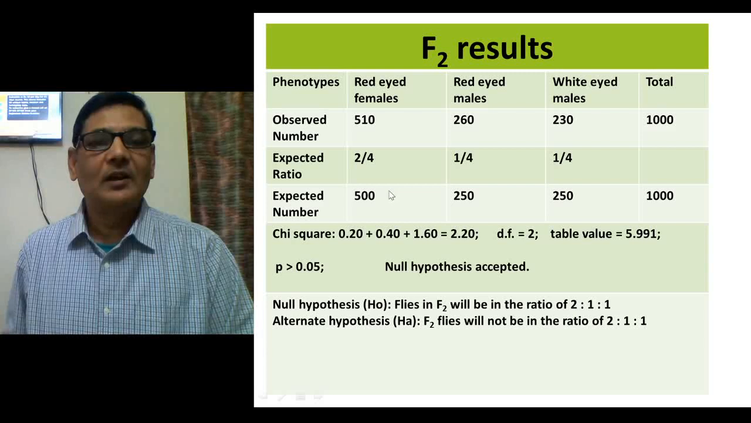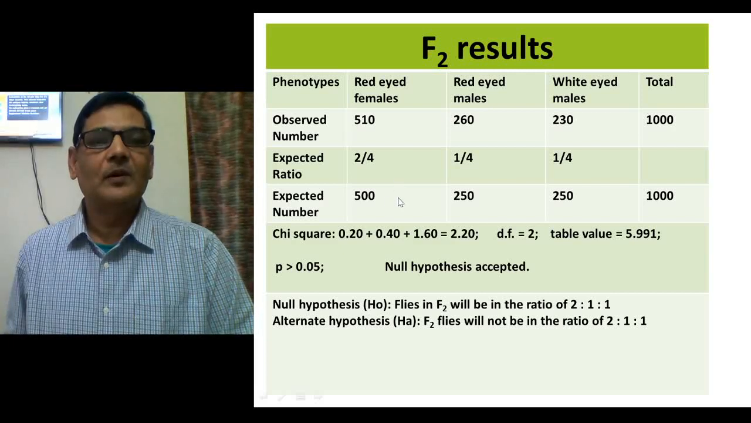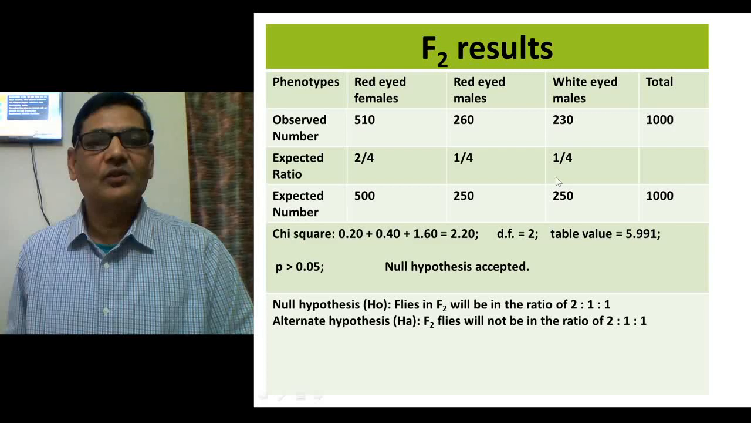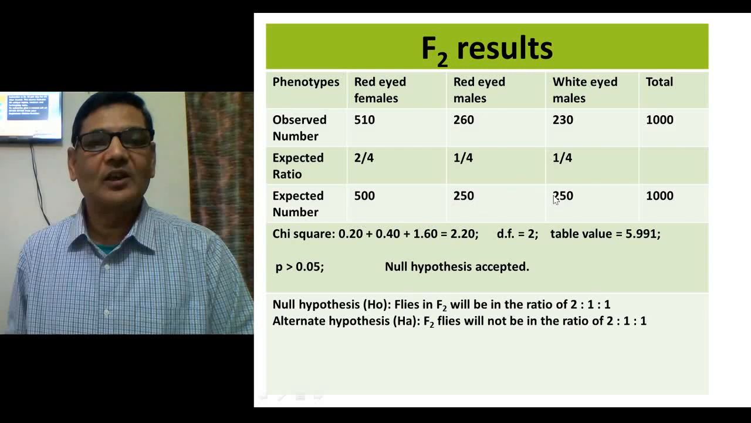And since you have the expected and observed numbers, you can apply the chi-square test. I have talked about the chi-square test in many presentations. It is performed using the formula summation of observed minus expected, whole squared, divided by expected. When you apply that formula, you get the chi-square values for these three different classes, shown here: 0.20, 0.40 and 1.60. These are the chi-square values for these three classes.